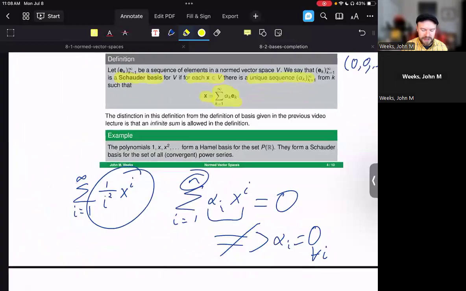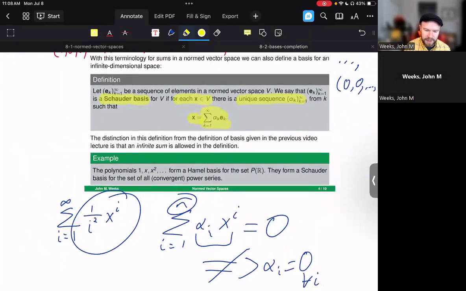So power series have infinite dimensional vector spaces that require Schauder bases. And that's because you could look at each of these powers x to the i, and any element inside of there cannot be just written as a finite sum of these constants times x to the i. They always have to be infinite sums. So that gives us the notion of a Schauder basis. That's basically the difference between Hamel basis and Schauder basis.